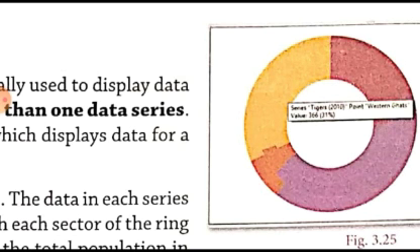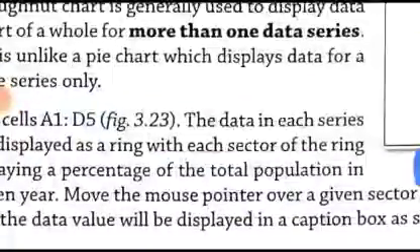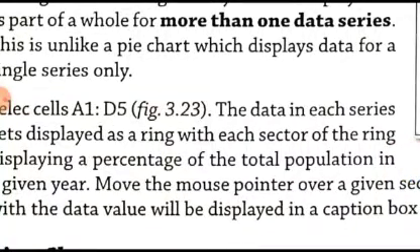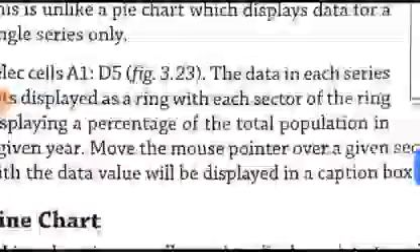For every series of data, it has 1 ring. One ring is used for showing one series of data. So if you have 4 series of data, there will be 4 rings in our donut chart. If you have 5 series of data, there will be 5 rings. And all of these rings will be partitioned into different sectors. What is a sector of a ring? A sector is a portion of the ring. Each sector of the ring will display a percentage of the total population in a given year.